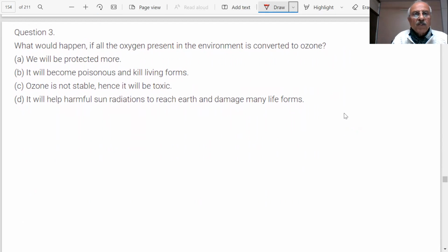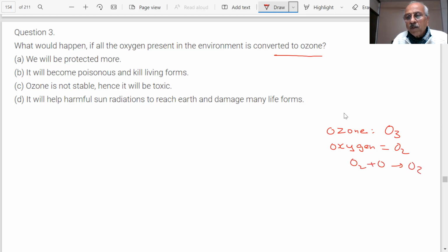What would happen if all oxygen present in the environment is converted to ozone? You are aware of the formula of ozone. We told you, students, O3. And what is the formula of oxygen, students? You have been told O2. And O2 can combine with O2 to form O3. So if the environment converts oxygen into ozone, what will happen? Ozone is an allotrope of oxygen.